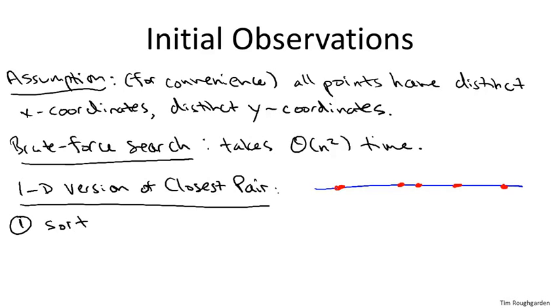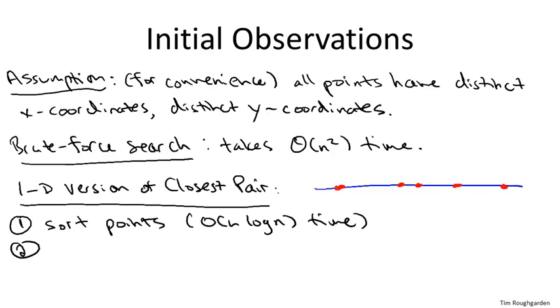So more formally, here's how you solve the 1-dimensional version of the problem. You sort the points according to their only coordinate, because again, remember this is 1 dimension. As we've seen using merge sort, we can sort the points in n log n time. And then we just do a scan through the points, which takes linear time, and for each consecutive pair we compute their distance and remember the smallest of those consecutive pairs and return that. That's got to be the closest pair.